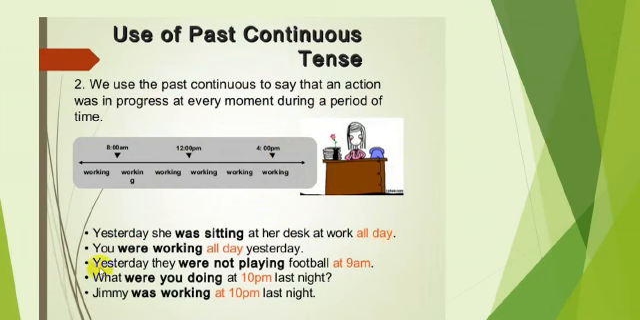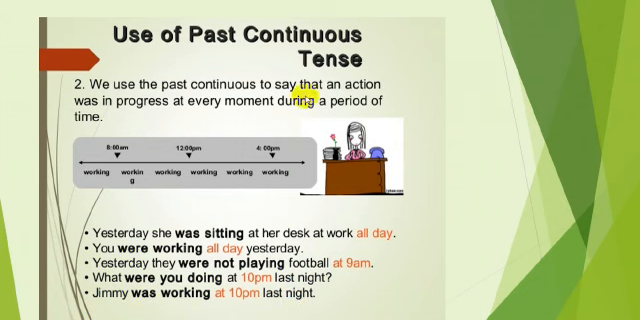Another example, you were working all day yesterday. Another example, yesterday they were not playing football at 9 p.m. Again, an example of the past continuous. Now, some more questions in the past continuous. What were you doing at 10 p.m. last night? Another example. Jamie was working at 10 p.m. last night.